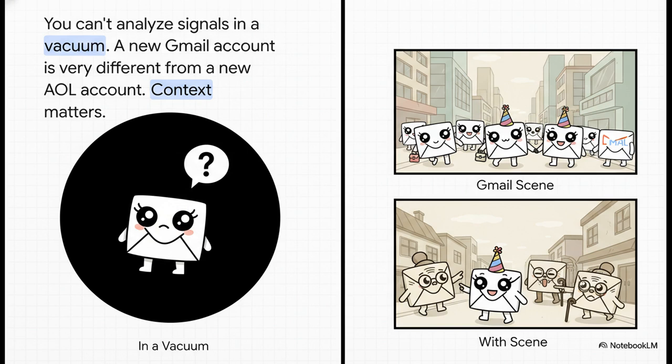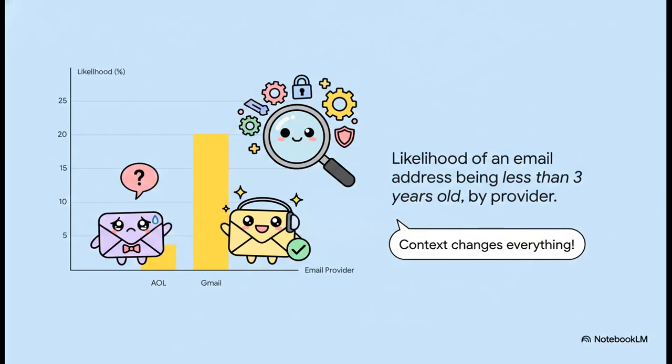For example, a brand new email address might seem a little suspicious, right? But as you're about to see, a new Gmail account is a totally different story than a new AOL account. Take a look at this data. It shows you exactly why context is king.